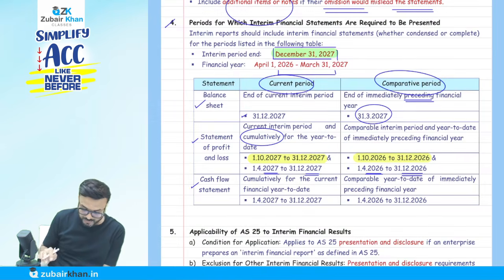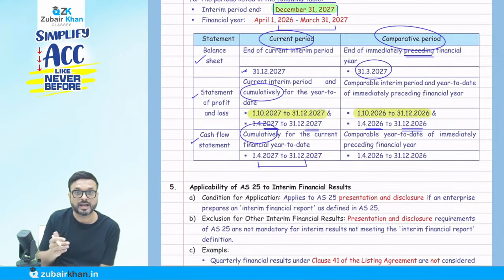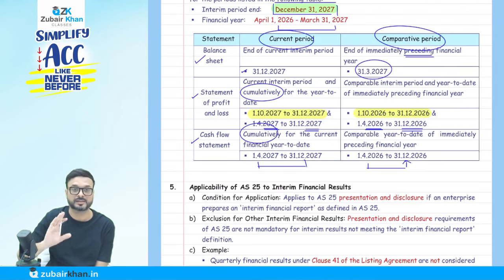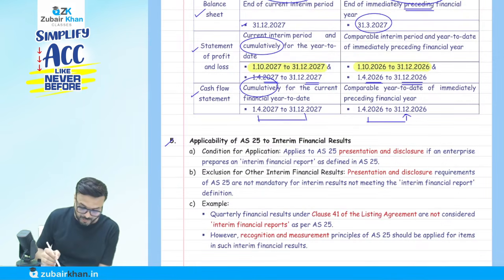When it comes to the cash flow statement, this is on a cumulative basis only, that is from 1st of April to 31st of December 27, and for the previous period, 1st of April 26 to 31st of December 26. Okay, now I'm coming to the fifth part, that is the applicability of accounting standards to interim financial results.